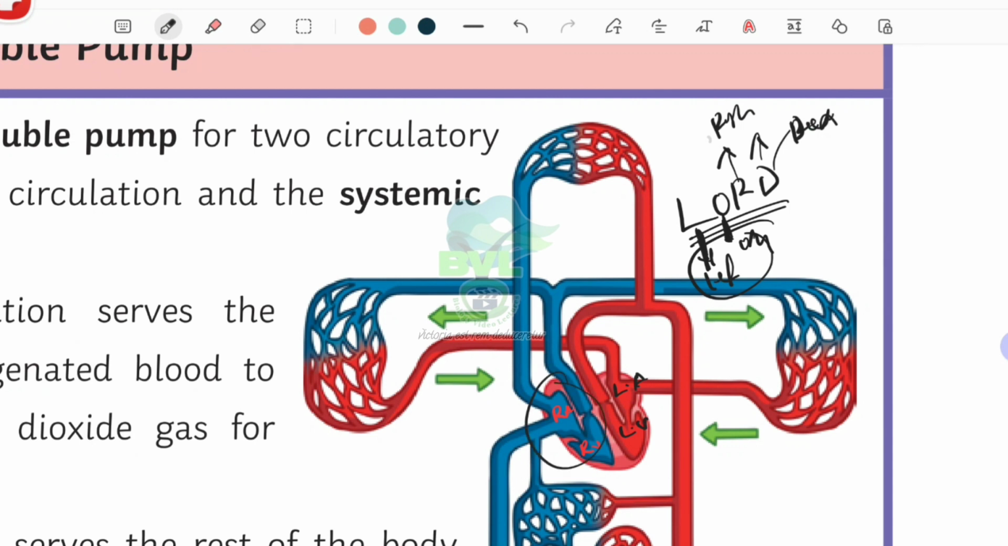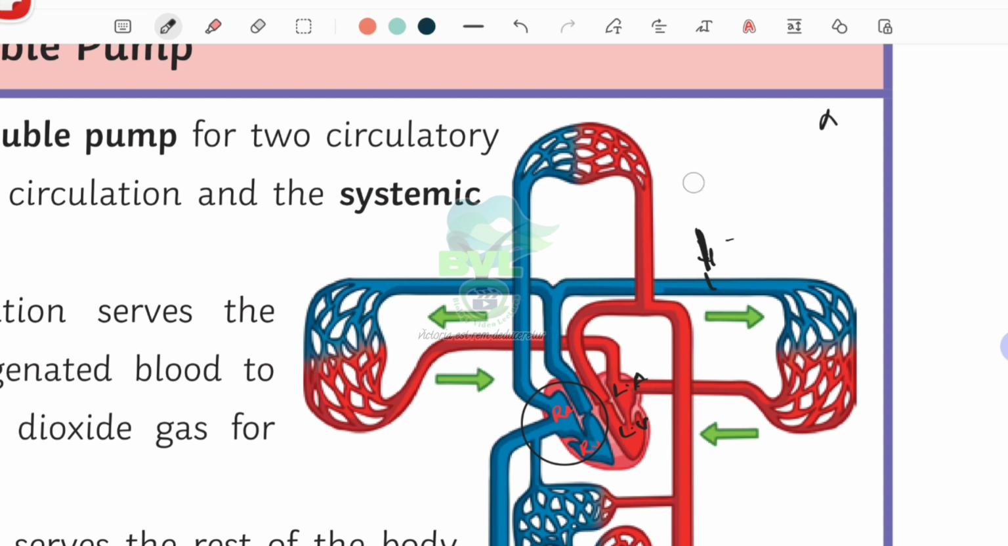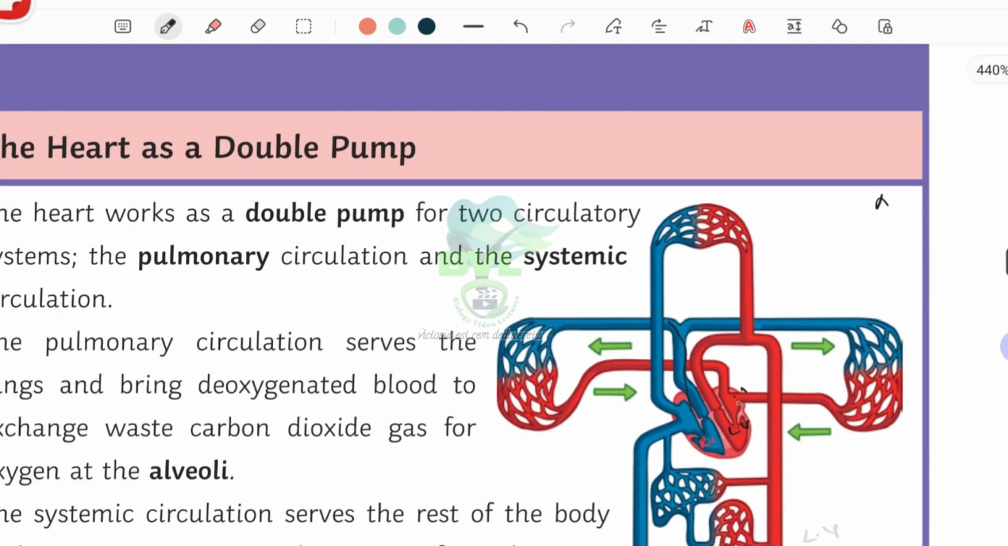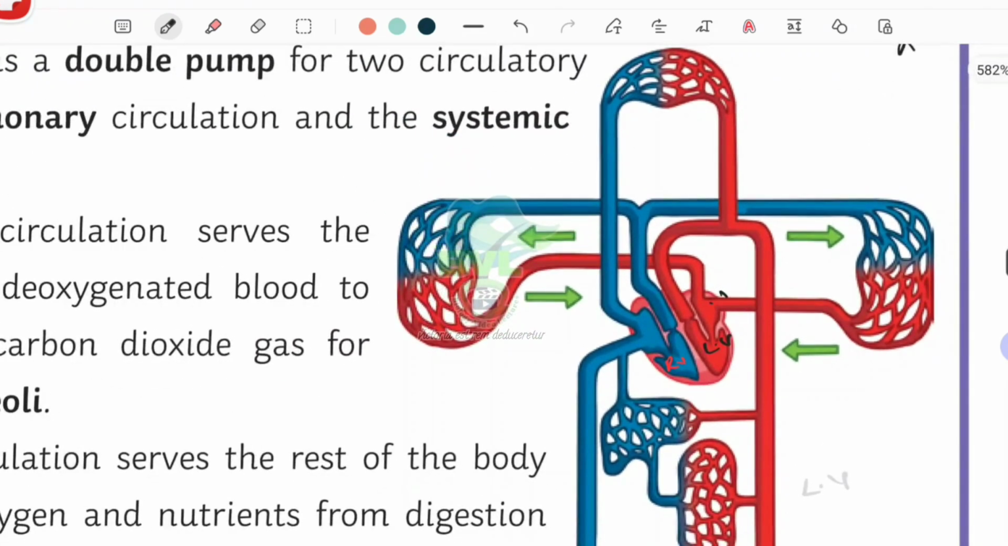So the right side is what? Deoxygenated blood. That's why you can see this part is blue. Now, pay attention. It is not coincidental that some parts of these blood vessels are blue and some are red. Every blue blood vessel means it is carrying deoxygenated blood. Every red blood vessel means it's carrying what? Oxygenated blood. This is very important.